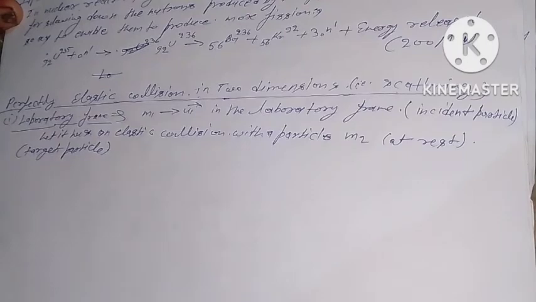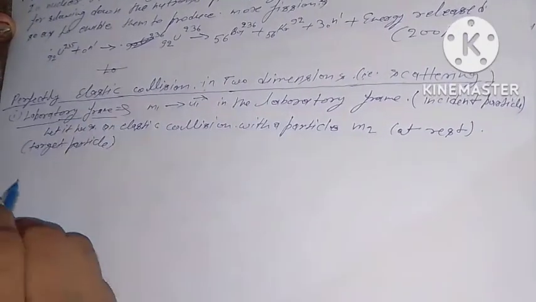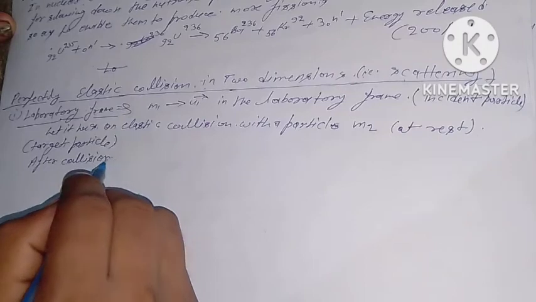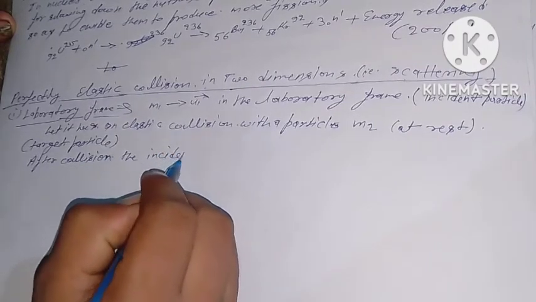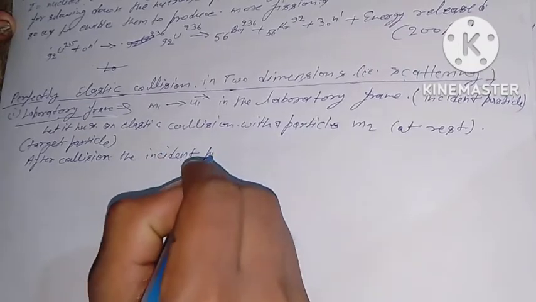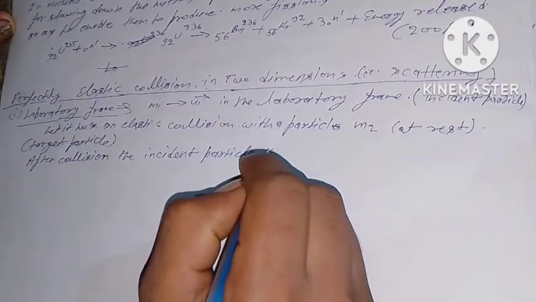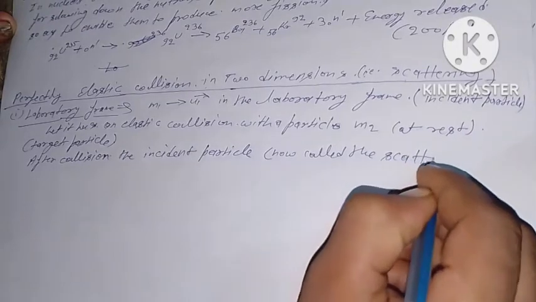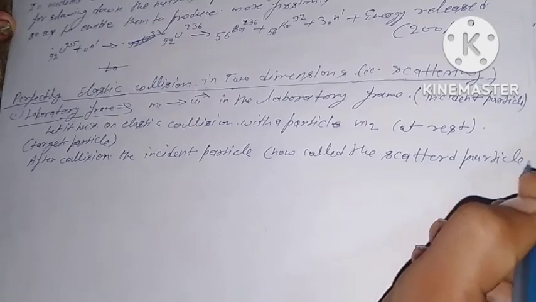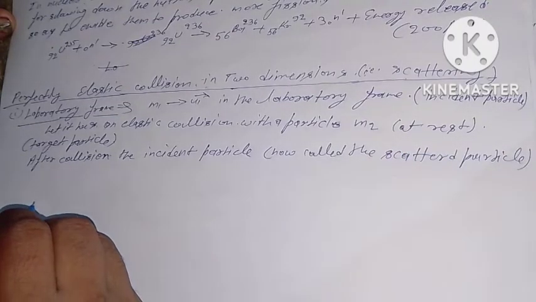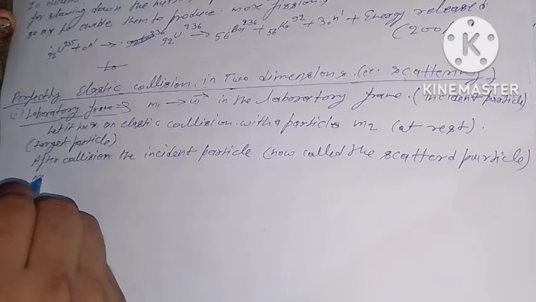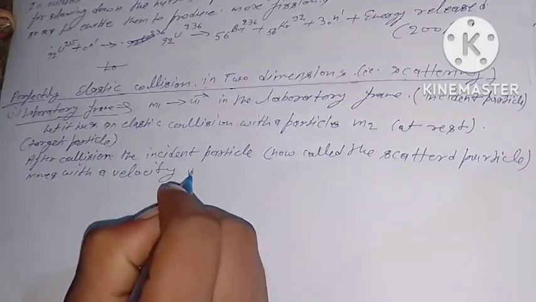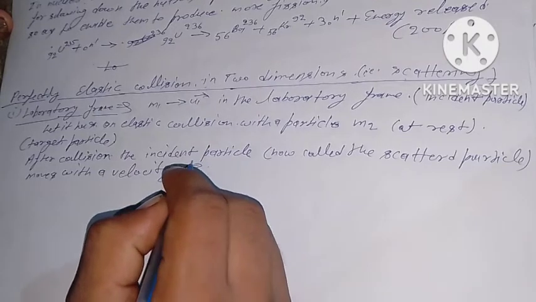After collision, the incident particle, now called the scattered particle, moves with a velocity v1 vector, making an angle theta1 with the initial direction.